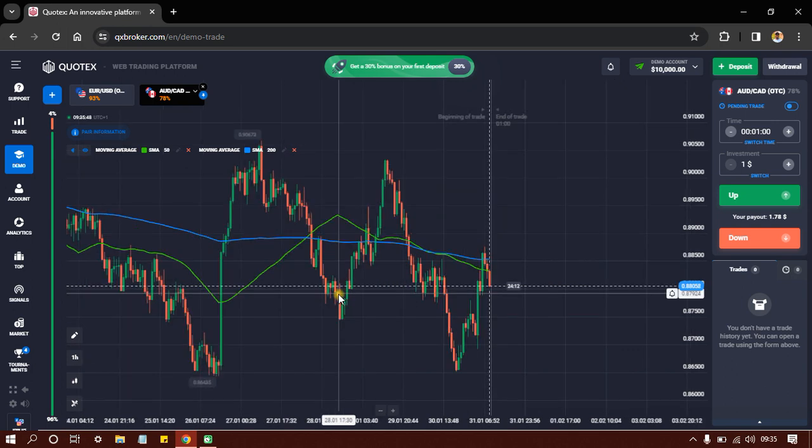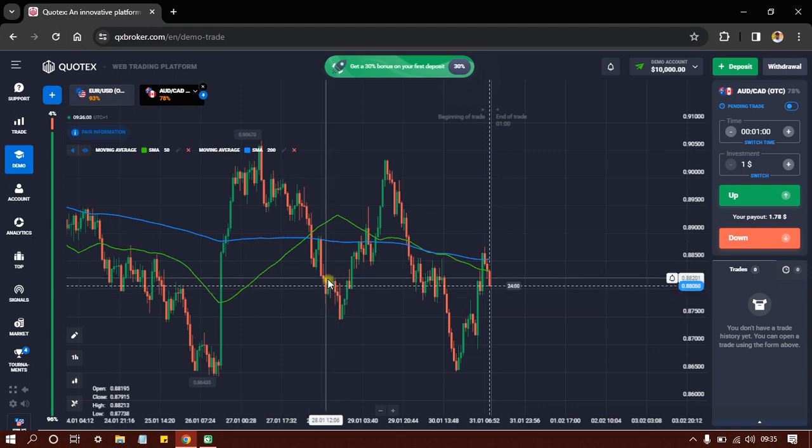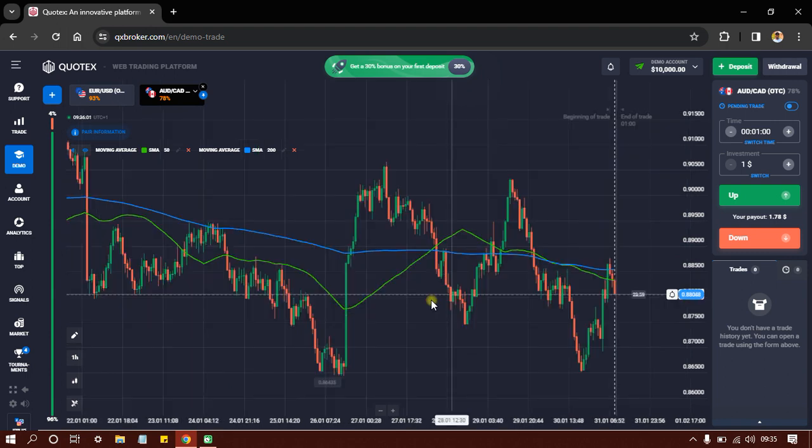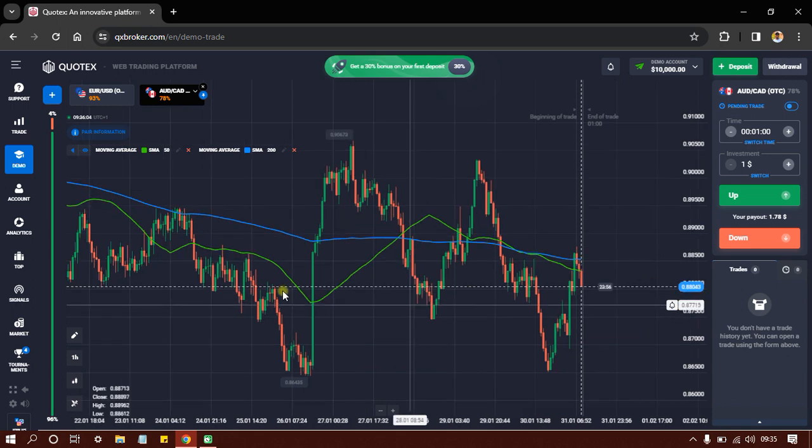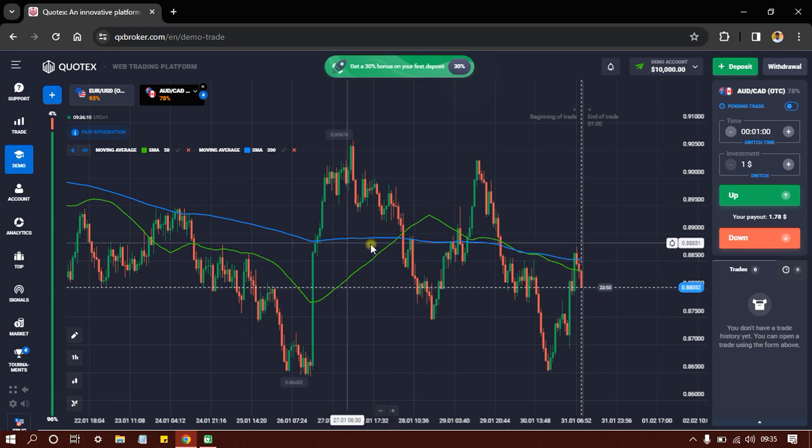Now let's quickly move forward to explain what the golden cross is and what the death cross is. Also, I'll be talking about how the 50 moving average serves as support and resistance. Now, taking a close look, you will see that we have the green line, which is the 50-day moving average, crossing above the 200-day moving average.